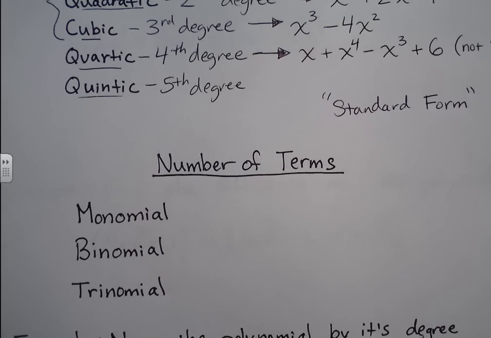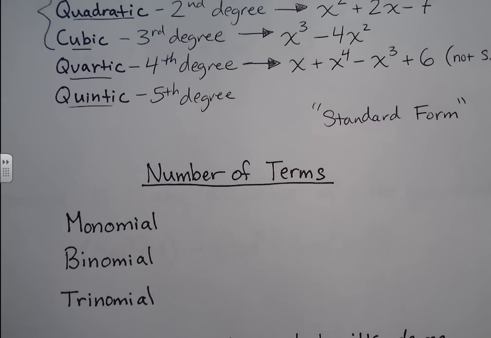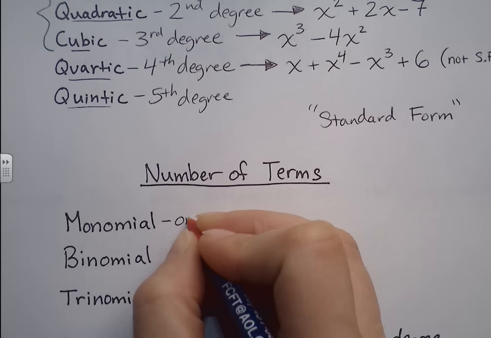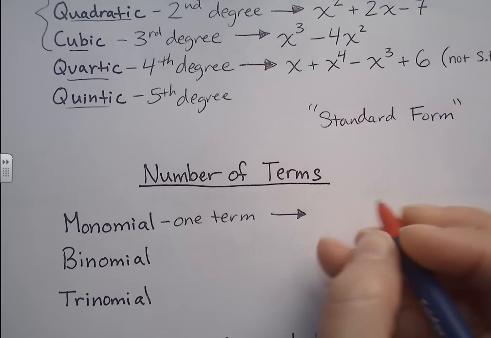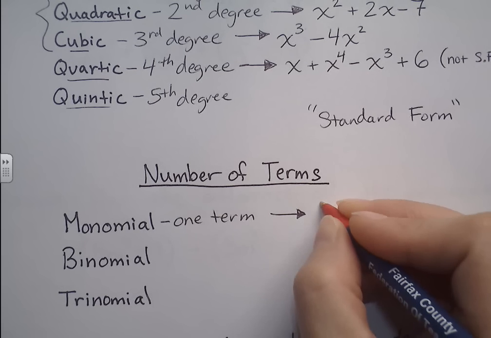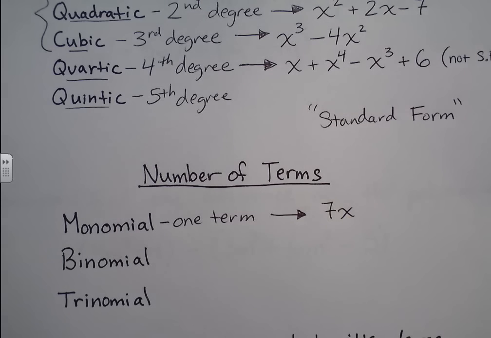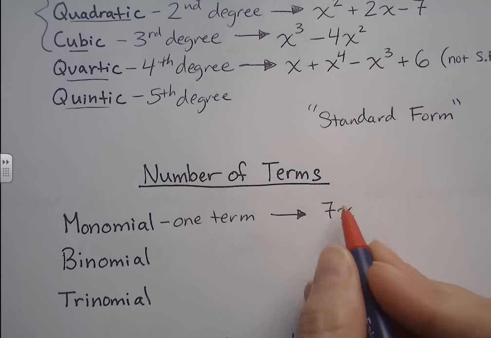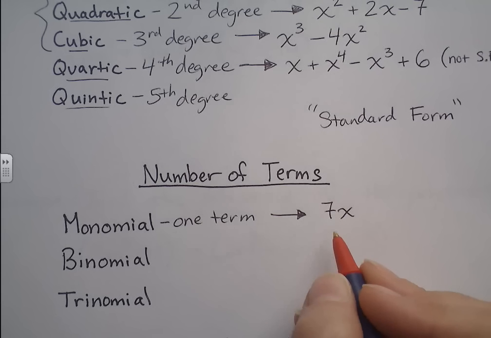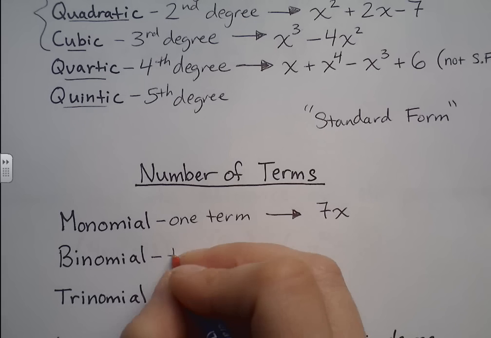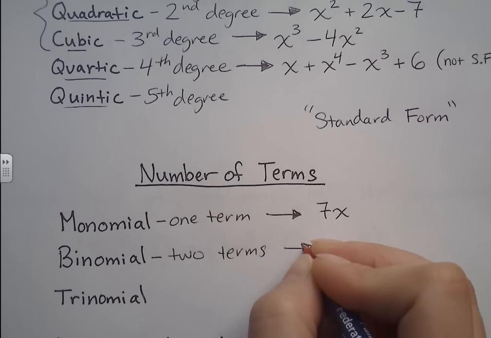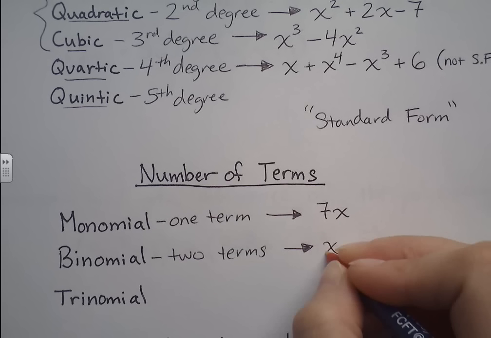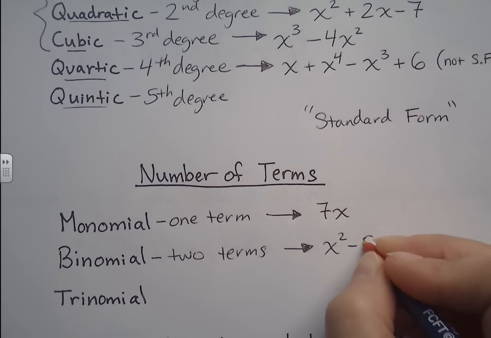Okay, so that's one way you can classify a polynomial by its degree, and you just have to know this vocabulary. We can also talk about a polynomial by how many terms it has. So a monomial term would have 1 term. So an example of that would be 7x. That's a monomial term. Okay, there's only 1 term. It's a variable term. And this could be a variable term or a constant term. It doesn't matter.